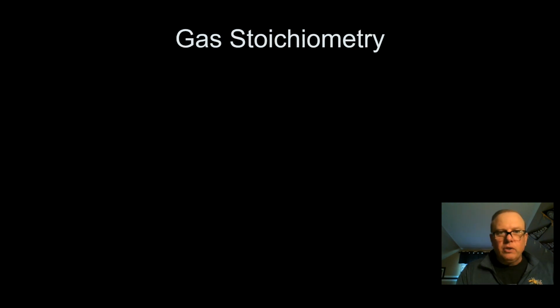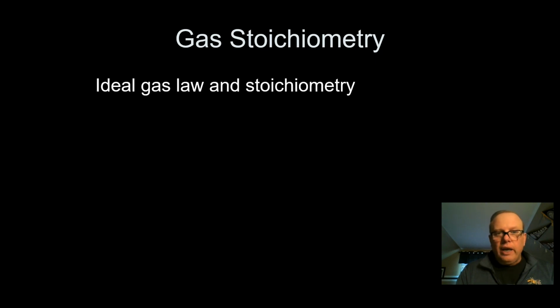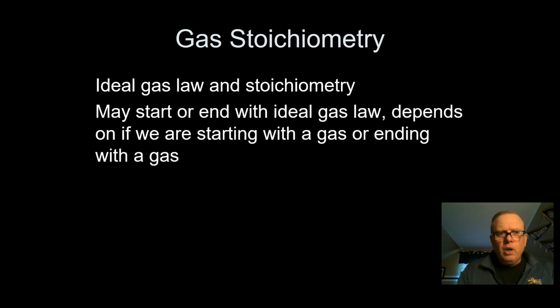Today's topic is gas stoichiometry. Gas stoichiometry is the combination of the ideal gas law and stoichiometry together. As you already saw with the examples I gave you in the notes, you're going to be hooking this up to a traditional stoichiometry problem, where we traditionally used 22.4 liters at standard temperature and pressure. But of course, we're not obligated to do that now because we understand how to solve without using standard temperature and pressure. So we may start or end with the ideal gas law.